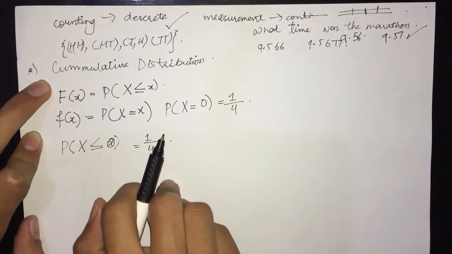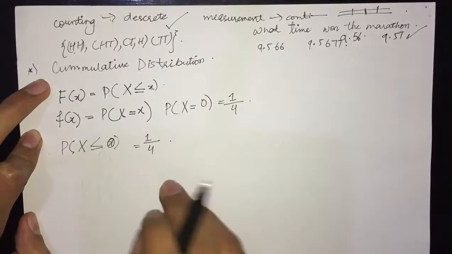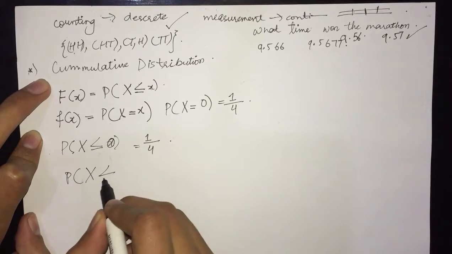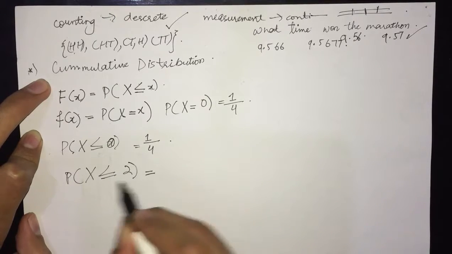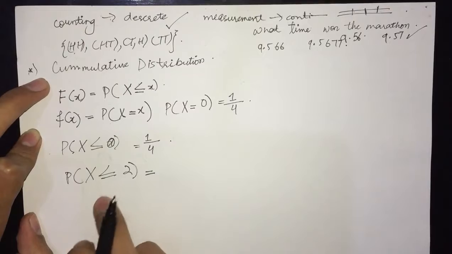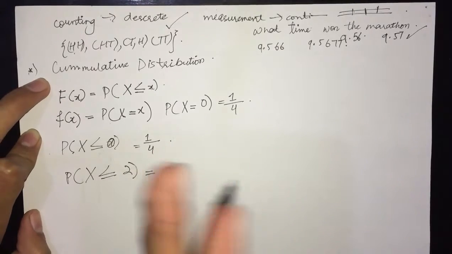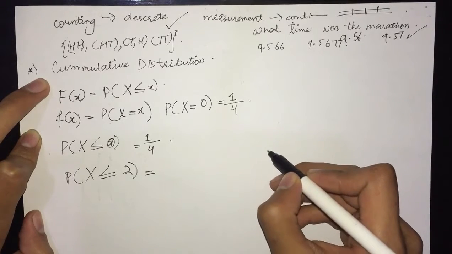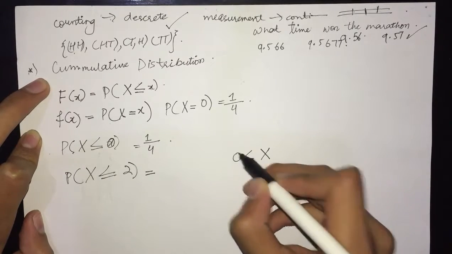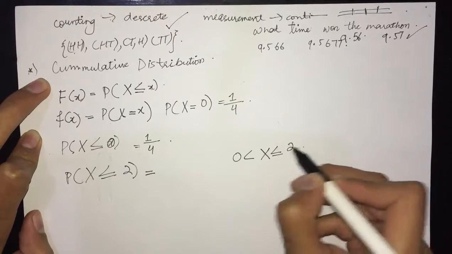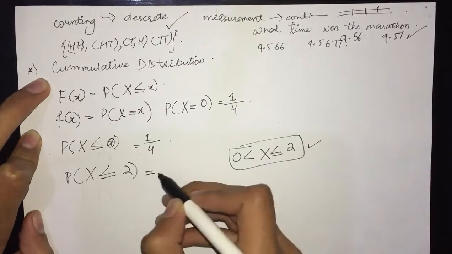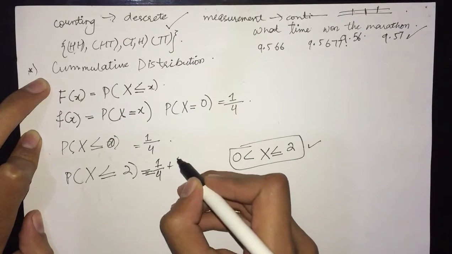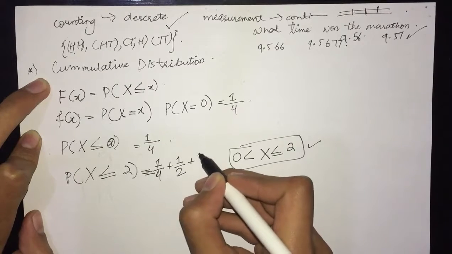But when I put P of X less than or equal to 2, what this actually means is find the probability that X assumes a value equal to 2 or less than 2. You can call it an interval. So X is greater than 0 and less than or equal to 2. This right here is an interval. So what is this going to be? This is going to be 1 by 4 plus 1 by 2 plus 1 by 4.